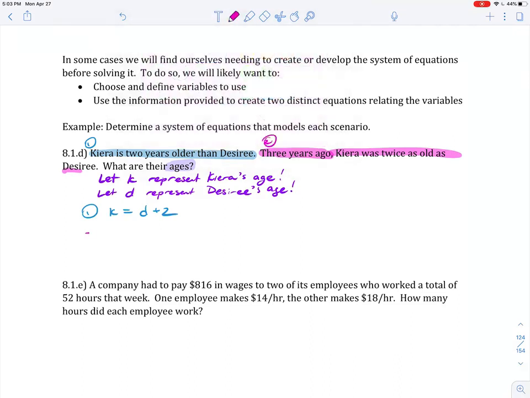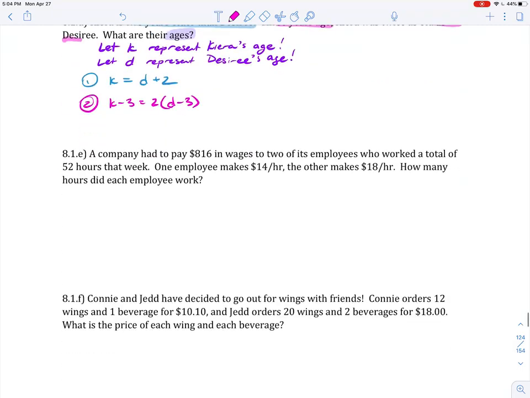3 years ago, Kira was twice as old as Desiree. So that's going to give me my other equation. So Kira's age 3 years ago was 2 times Desiree's age 3 years ago. There's Kira's age 3 years ago. Here's Desiree's age 3 years ago. But Kira's age 3 years ago isn't the same as Dez's age 3 years ago. It's 2 times that. And that is how that equation is built. The end.